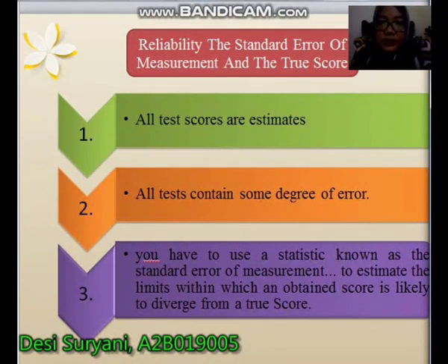Reliability, the standard error of measurement, and the true score. First, all test scores are estimates. The second highlight is that all tests contain some degree of error. And third, you have to use a statistic known as the standard error of measurement. It is used to estimate the limits within which an obtained score is likely to diverge from a true score.